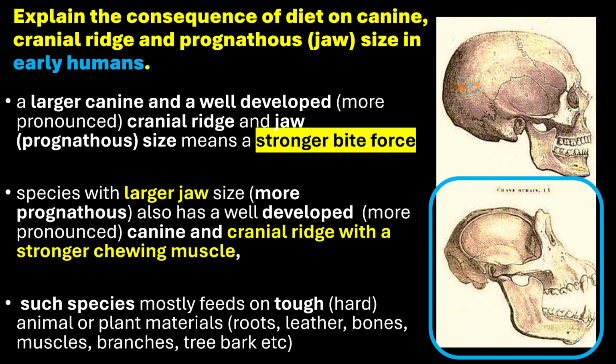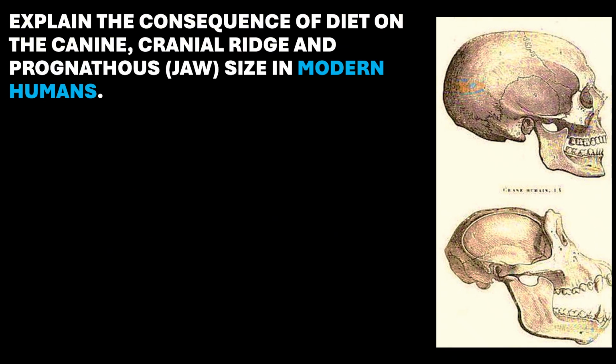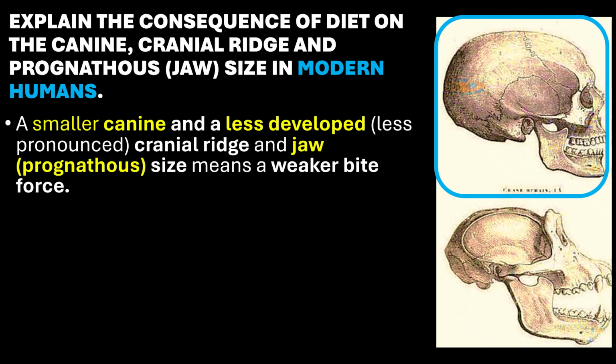Now let's look at the other side. What about the explanation for the consequence of diet on the canine, cranial ridge, and prognathous size in modern humans? So now we are talking about human beings. We're going to look at the effect of the food early humans ate on the size of the canine, cranial ridge, and prognathism. So here is a catch again. A smaller canine, a less developed cranial ridge and jaw size also means a weaker bite force.